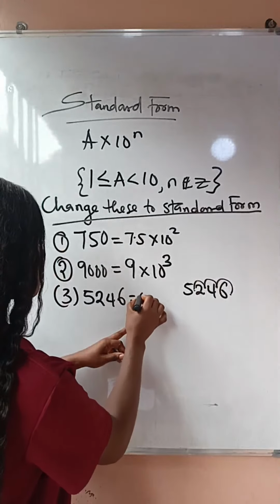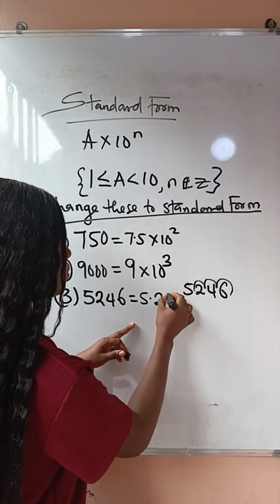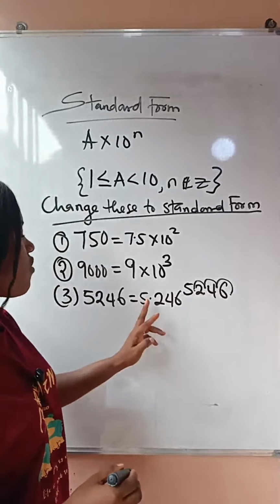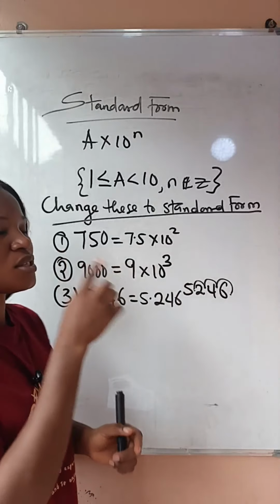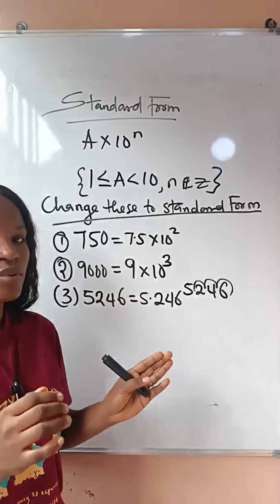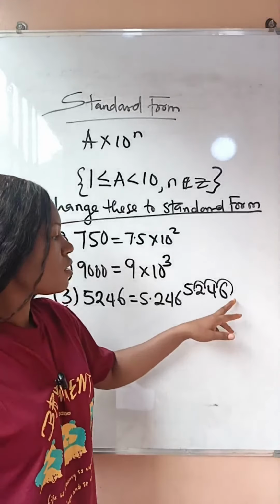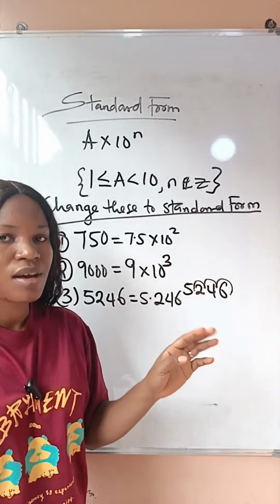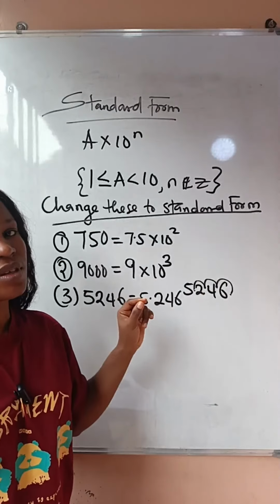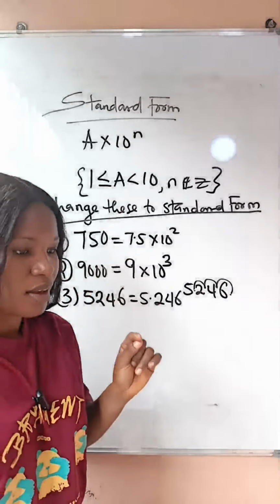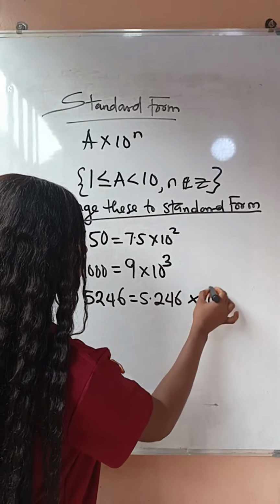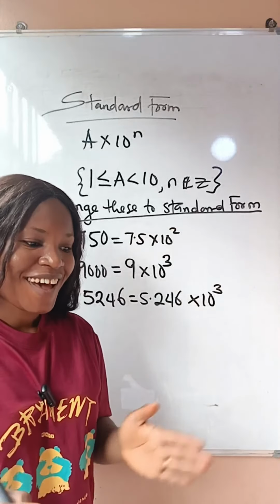So we now write 5.2, but we are not going to ignore this because they are numbers. So we need to write them. All right. So we have 5.246. Now, how many times did we move our decimal point from its original position to its new position? We moved or shifted it 1, 2, 3, 3 times to the left, which will make our n to be plus 3, positive 3. So what you will now have is what? This raised to the power of what? 10 to the power of 3. Amazing, right?